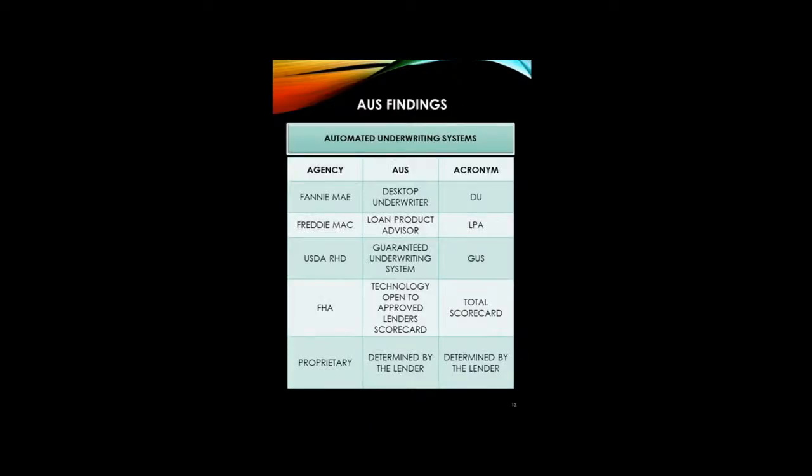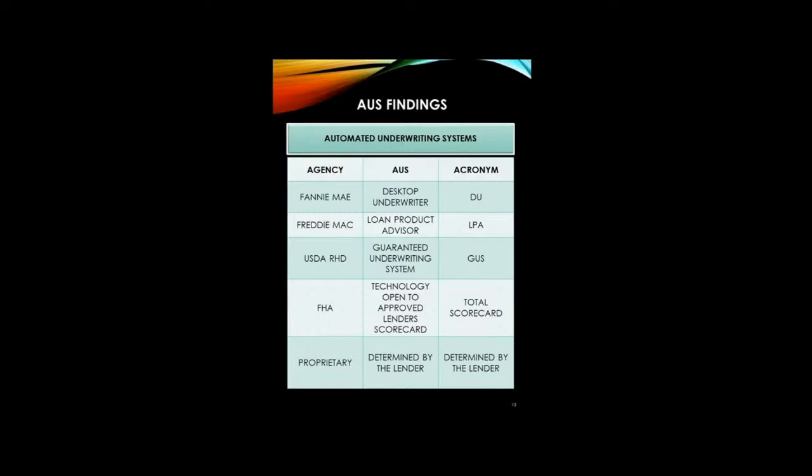This is just a little template that breaks down everything we just went over. Fannie Mae is DU, Freddie Mac is LPA, USDA is GUS, and FHA is TOTAL Scorecard, but you run it through DU or LPA systems to get your findings. Sometimes you have particular programs like non-QMs, and they might want you to run findings just to give you a mini review of the file and determine what DU or LP would approve, and then underwrite it manually after that.